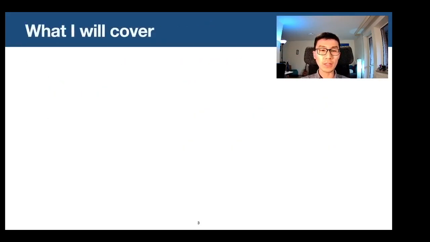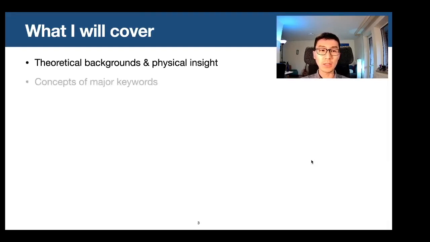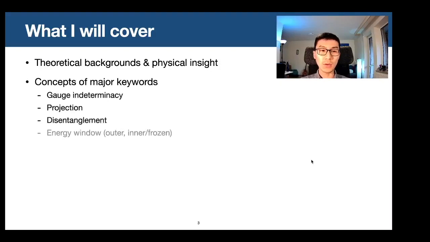So what I'm going to cover in this video is the theoretical background and some physical insight that you need for obtaining high-quality Wannier functions. I'm going to introduce major concepts like what is gauge degree of freedom and gauge indeterminacy, projection, disentanglement, and energy windows. There are several: outer window, inner window, and frozen window. That might be confusing in the beginning. And I'm also going to tell you what Wannier interpolation is.